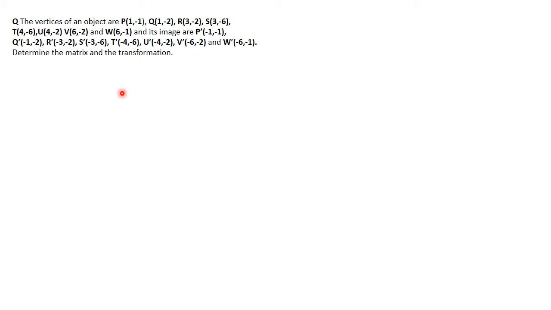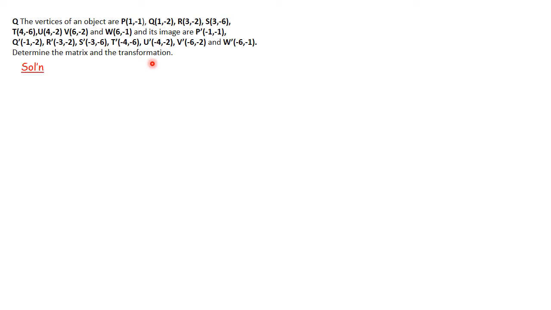So before us, we're given a question. We're told the values of an object P, Q, R, S, T, U, V, W are P prime, Q prime, R prime, S prime, T prime, U prime, V prime, and W prime. Determine the matrix. We are not given the matrix here, but we're told to determine the matrix and the transformation thereof.